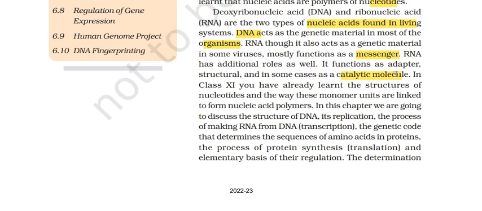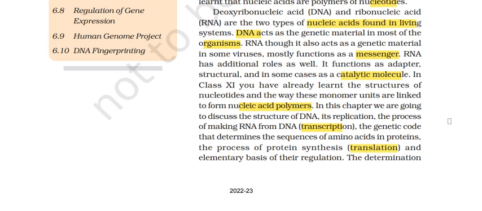In class 11, you've already learned the structures of nucleotides and the way these monomer units are linked to form nucleic acid polymers. So basically, we have ribonucleic acid and deoxyribonucleic acid, what are they made of? What are the monomeric units? It's the nucleotides. In this chapter, we're going to discuss the structure of DNA, its replication, the process of making RNA from DNA, which is called transcription, the genetic code that determines the sequence of amino acids in proteins, the process of protein synthesis, which is called translation, which we will do in the central dogma, and the elementary basis of their regulation.